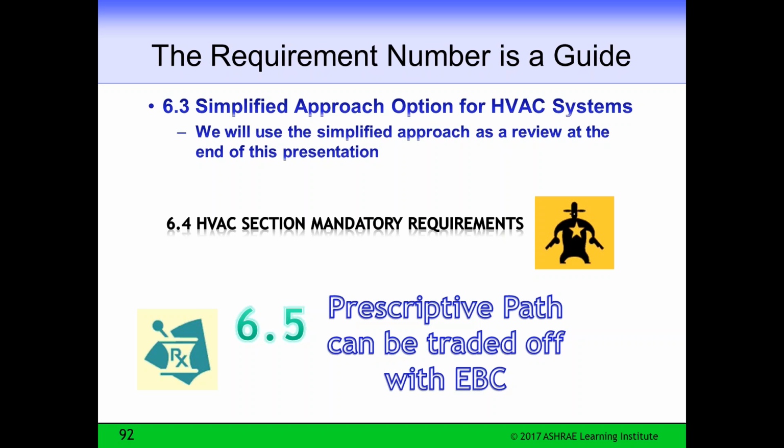And then you'll go to 6.4, always mandatory, and everything in mandatory, you cannot get out of it. It has to be done. And then 6.5 is prescriptive path.